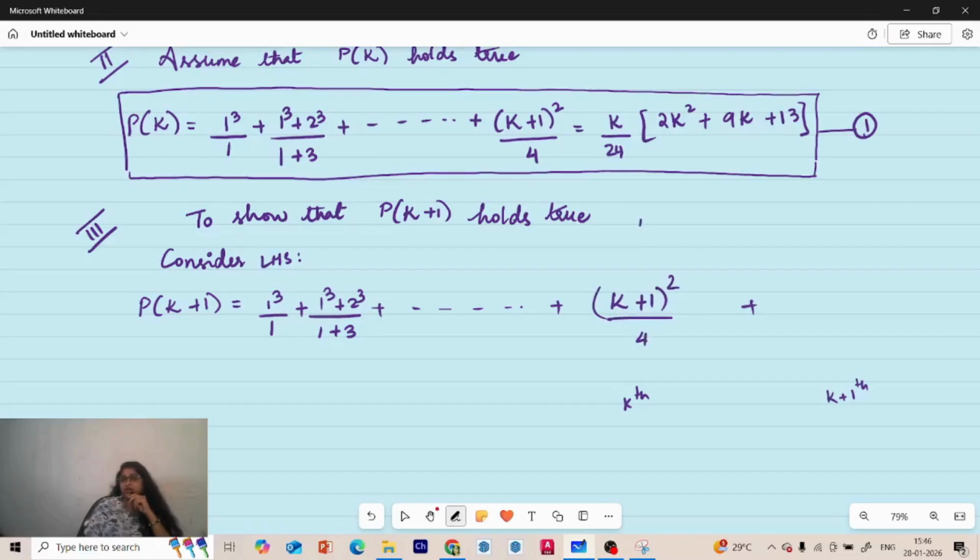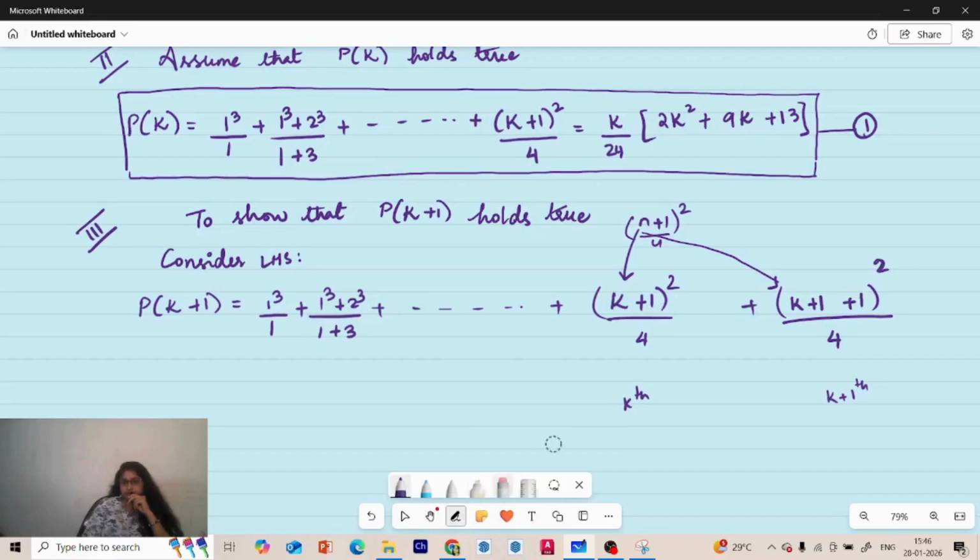Okay, we found out that the nth term is n plus 1 whole square by 4. So in place of n, if you substitute k, it is kth term. In place of n, if you substitute k plus 1, it is the k plus 1th term. అంతే కదా, whole square by 4. All right, నాన్నా.